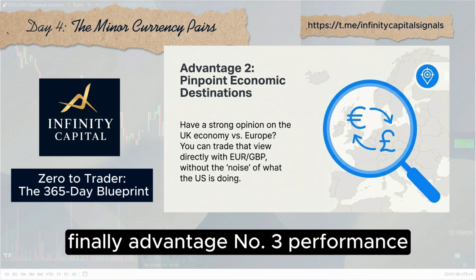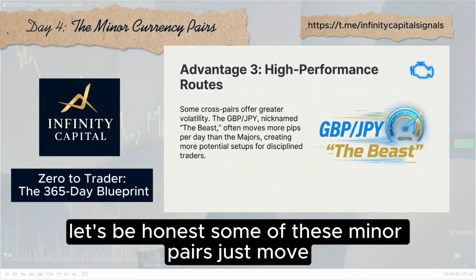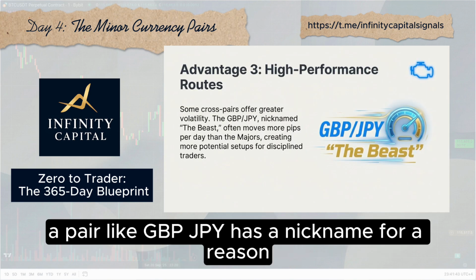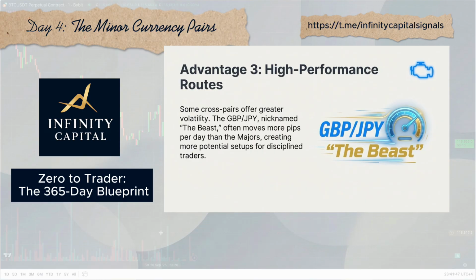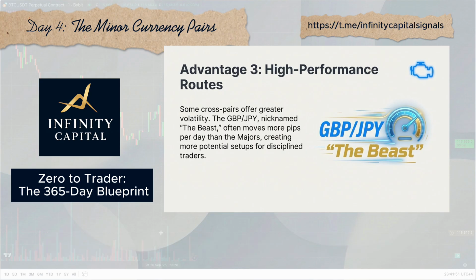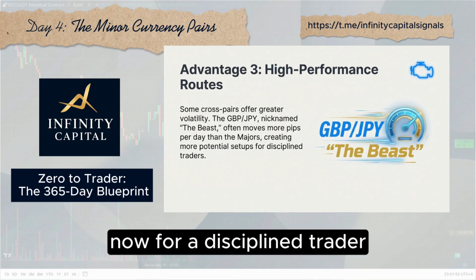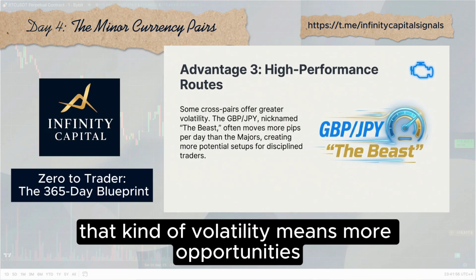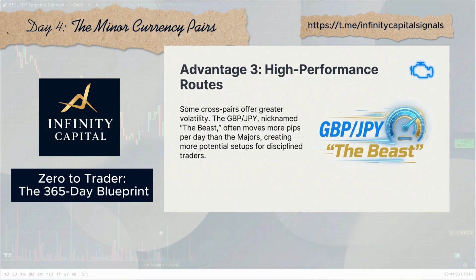Finally, advantage number 3, performance. Let's be honest, some of these minor pairs just move. A pair like GBP has a nickname for a reason. They call it the beast. It often has these huge daily price swings. Now, for a disciplined trader, that kind of volatility means more opportunities, more potential setups.